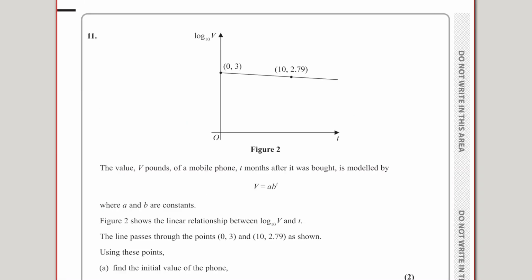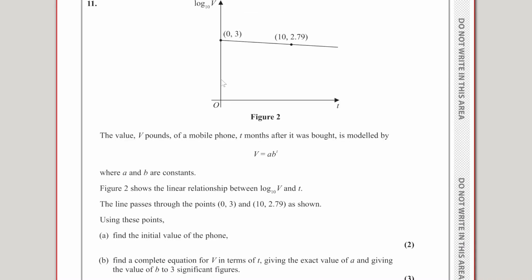Question 11. The value v pounds of a mobile phone t months after it was bought is modelled by v equals a b to the power of t, where a and b are constants. Figure 2 shows the linear relationship between log 10v and t. The line passes through (0, 3) and (10, 2.79). Using these points, find the initial value of the phone.